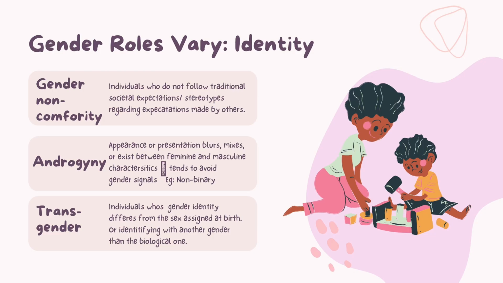Gender roles vary, and especially in identity. Gender nonconformity is when individuals do not follow traditional societal expectations or stereotypes regarding expectations made by others. Androgyny is when appearance or presentation blurs, mixes, or exists between feminine and masculine characteristics. Transgender are individuals whose identity differs from their assigned birth sex, or they identify with another gender than their biological.